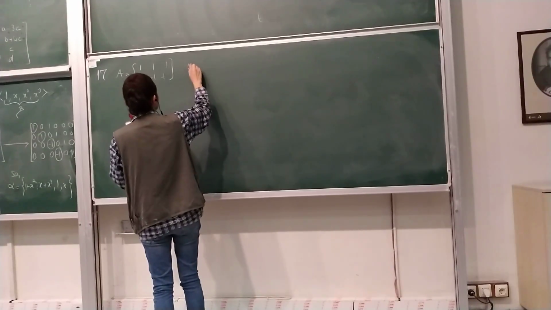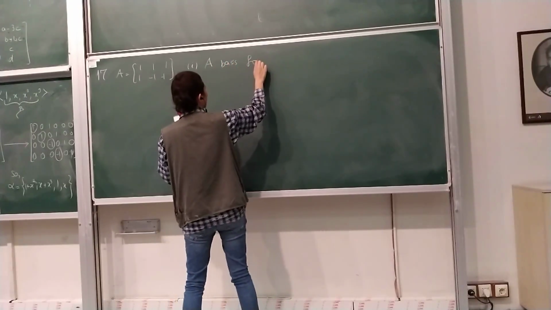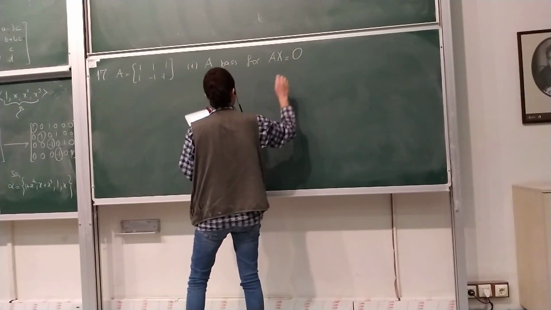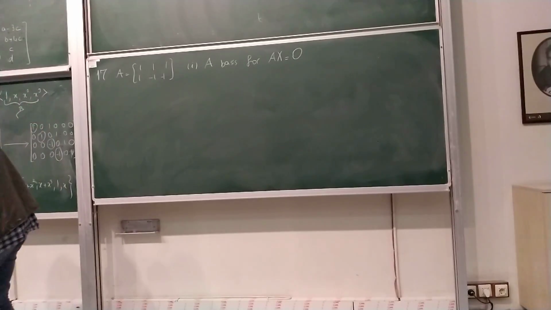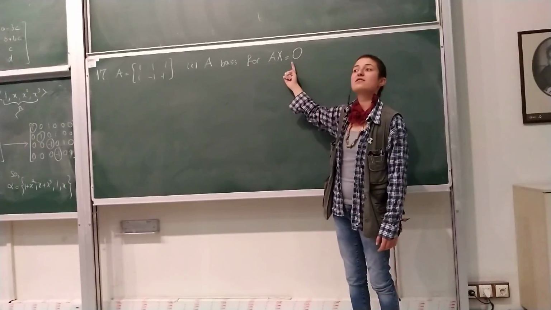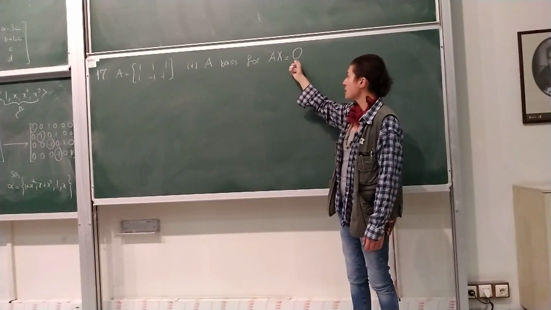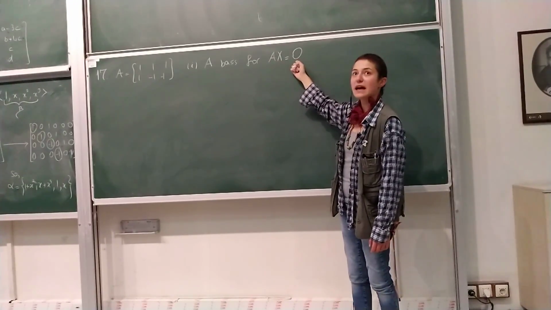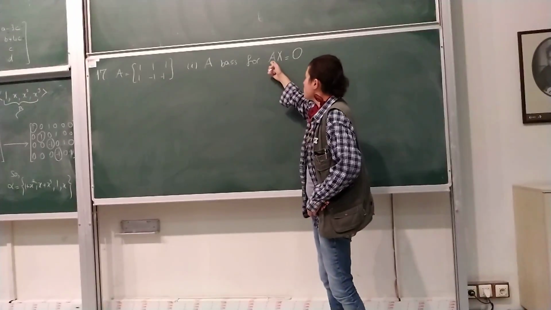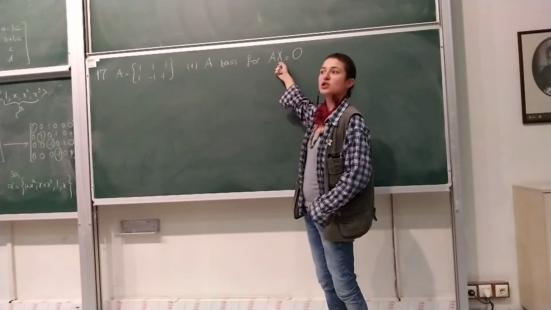Okay, the first thing to say is a basis for AX equals 0. This 0 is not the scalar 0. This 0 is the matrix 0, right? The n by 1 matrix, whatever n is. Okay, to multiply A by X, what should X's dimension be?